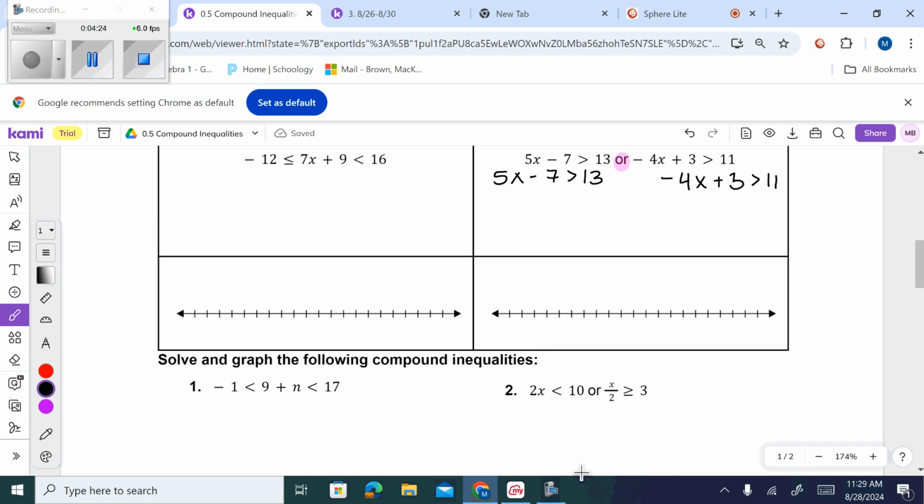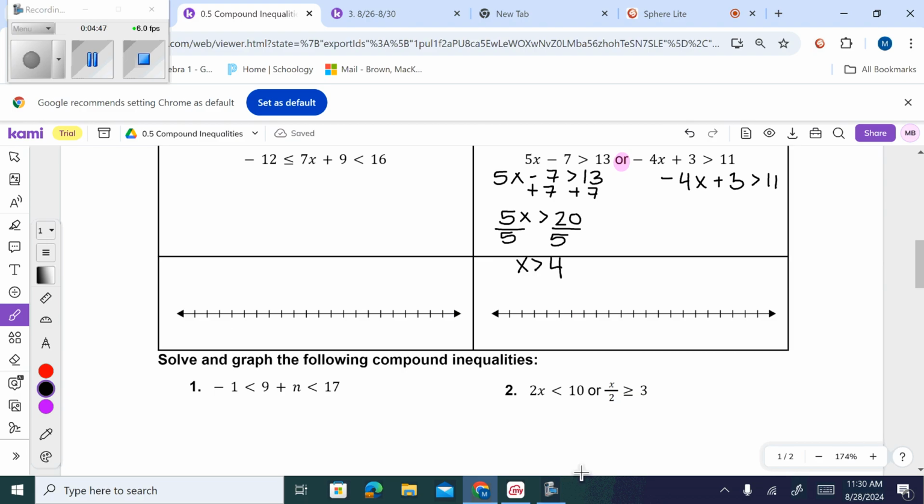Calais, what would you move first on this one on the left? Good, add 7 to both sides. And y'all, what's 13 plus 7? 20. How do you get that x by itself? Everybody okay with what we got going on? Okay, so it's going to be x is greater than 4.